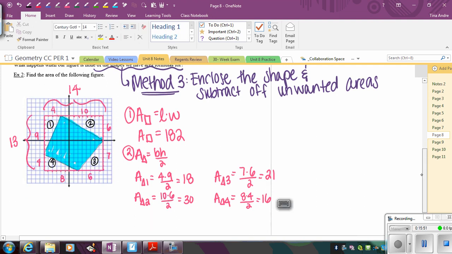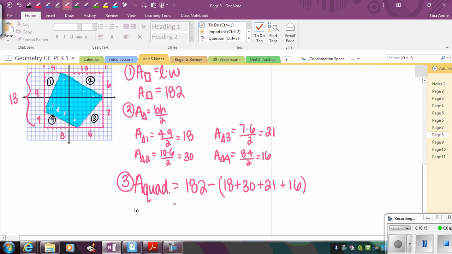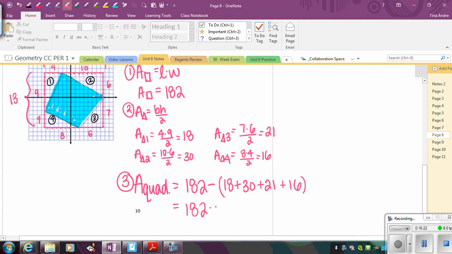So then for the third step, you just subtract. So the area of the quadrilateral, which is what you're trying to find, is going to be 182, the total area, minus the sum of all of these unwanted areas. So I'm just going to add these all up and subtract them. A couple different ways: you could individually subtract each number off, or you can add them up first. When I add them up first, I get 85. So essentially this is going to be 182 minus 85. So you end up with 97. So 97 units squared would be the area of that quadrilateral or the shaded region.